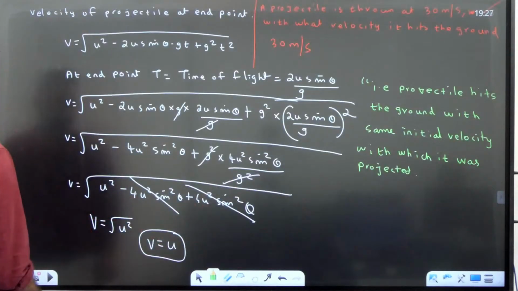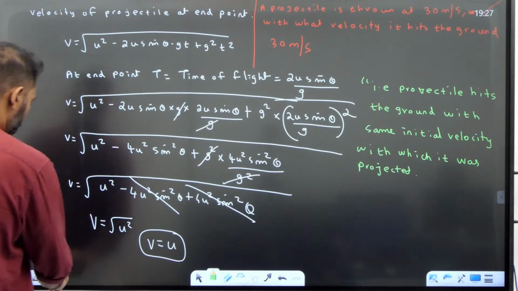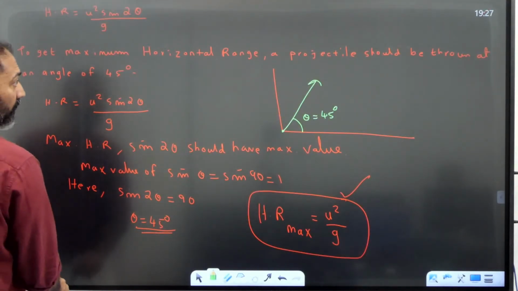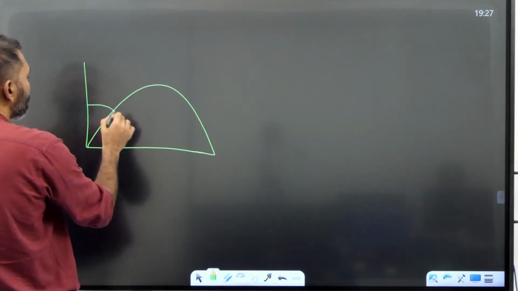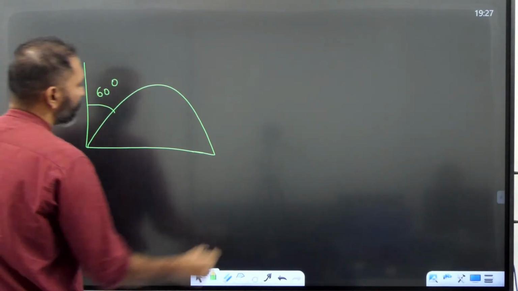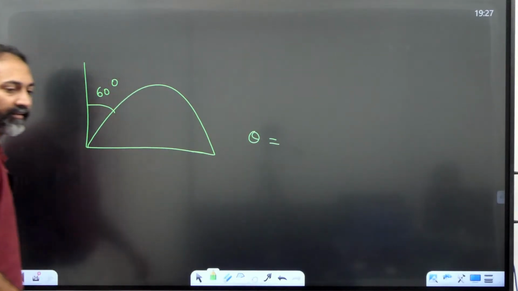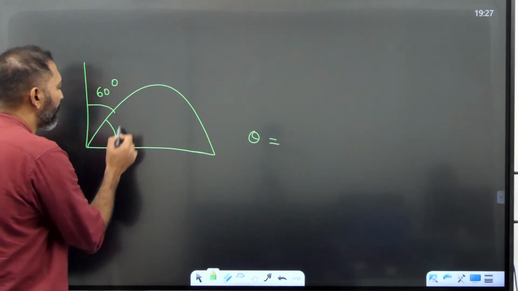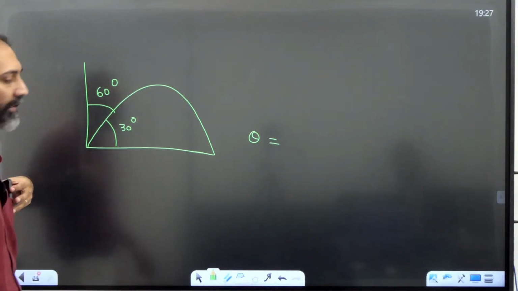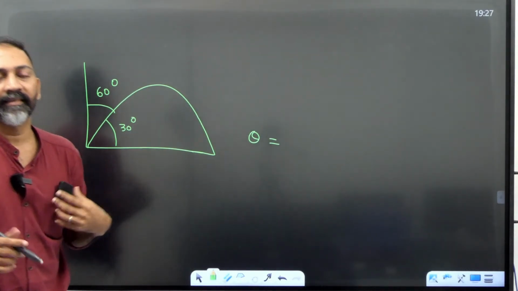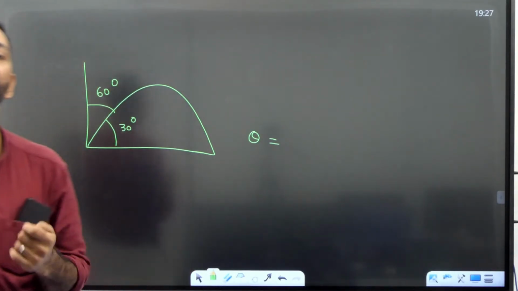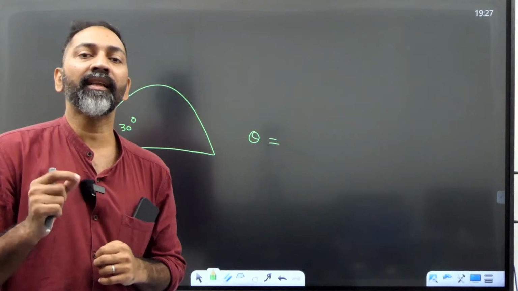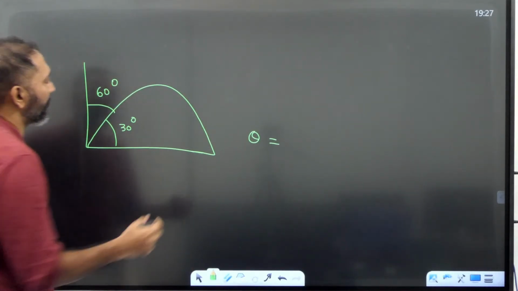Next, in some problems, projectile is thrown at an angle 60 degree with vertical. So what is theta? Is theta 60 degree? No. What is theta? 90 minus 60, 30 degree. Please remember this. In order just to fool us, the person who sets the question paper will write a projectile is thrown at an angle 60 degree with the vertical.